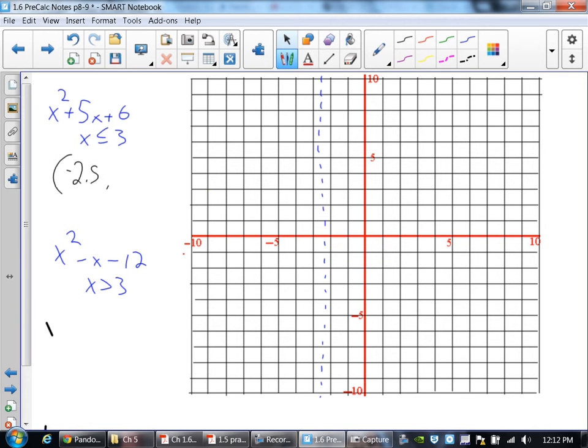Yeah, we're doing it piecewise. So I'm going to show you how you do it with the quadratic. It's the same way as you would linear. It just has a curve. I know that'll be at negative 2.5. Now I just use my calculator.